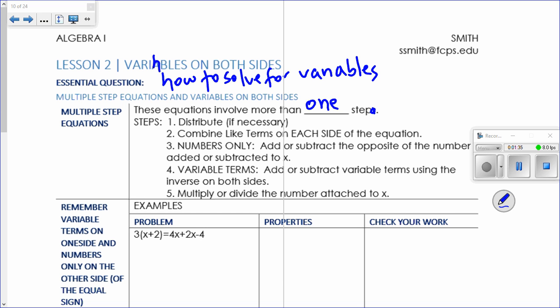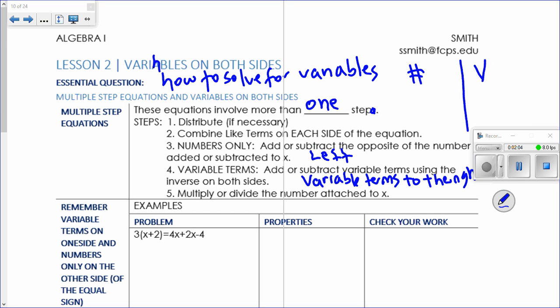Okay? The third step, we're going to add or subtract numbers only. I always like to move numbers to the left and variable terms to the right. And what I should be left with, almost at the end, is a number term only on the left, and a variable term on the right. And then I'm going to divide by any coefficient. Okay? Now, let's get started.